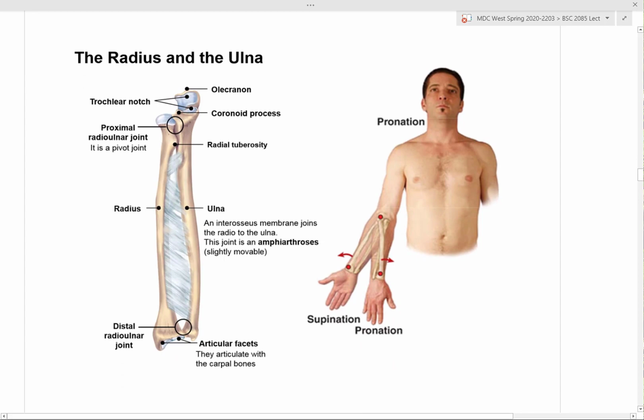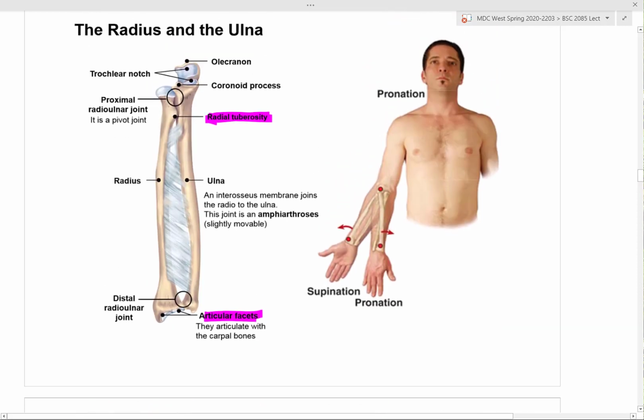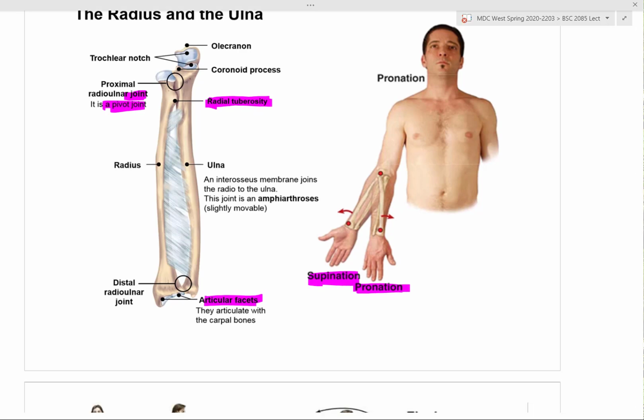So the radius and the ulna. What about the radius? Radial tuberosity, right? And then you need to know your articulate facets. Why? Because that's what articulates to your wrist, okay? And then please know the function of that articulation, as well as the pivot joint of your radial head that is round, and that allows you to do what? Supinate and pronate. What is supination? Asking for soup. Right? That's how I remember it.